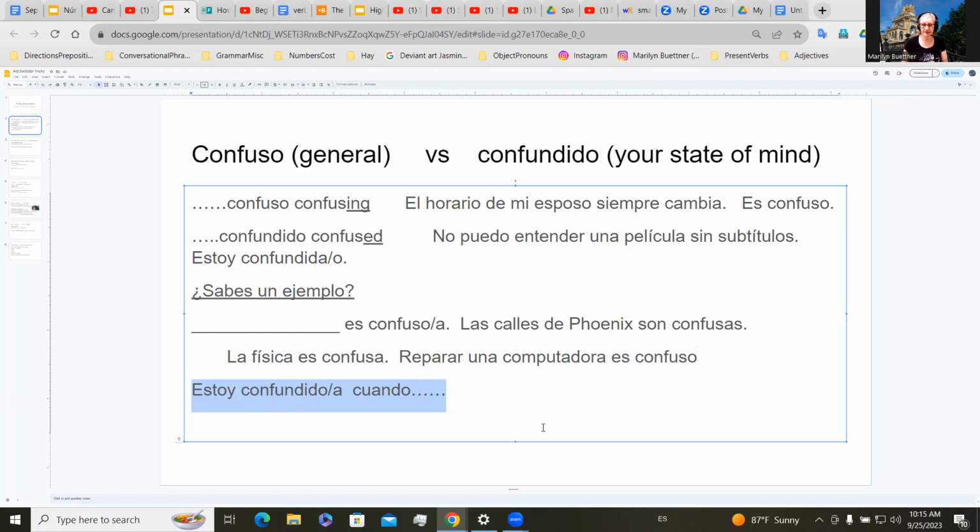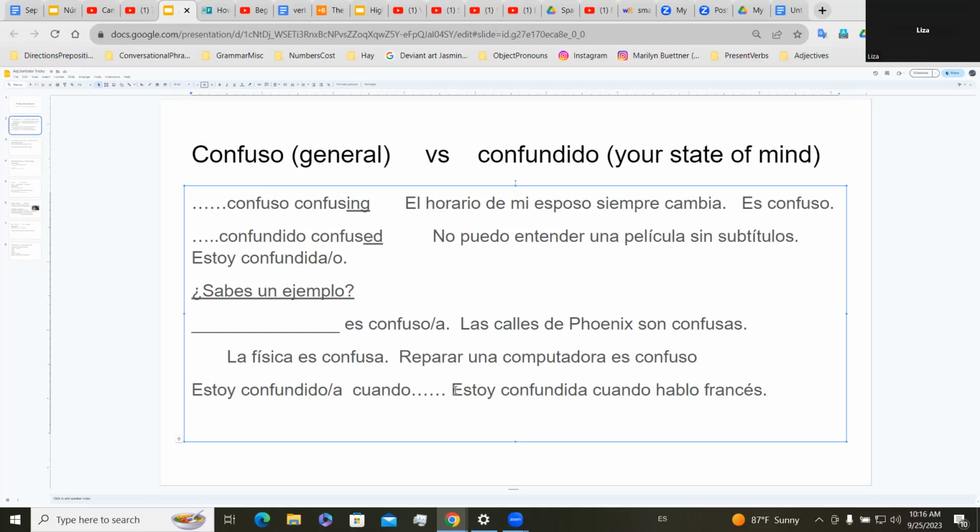Now we've got to use estar because it's how you feel. ¿Sí? Right. Ok. Estoy confundido cuando. Estoy confundido. Estoy confundida. Y porque soy mujer, estoy confundida cuando hablo francés. Estoy confundida cuando hablo francés. ¿Bien? Right.